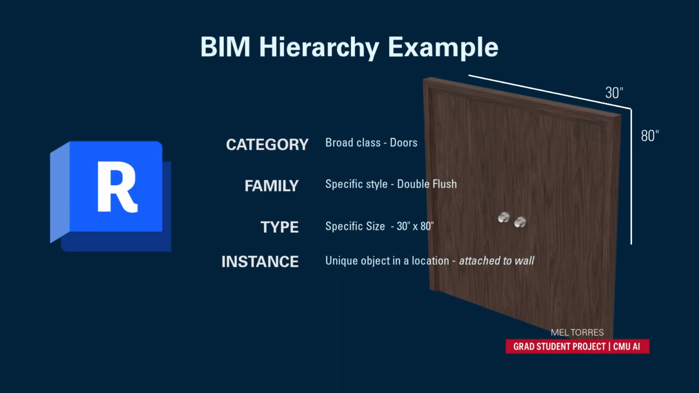So, if you've ever used software like Revit, you'll recognize this structure. It's what makes the model so powerful. So for our door example, you'd start with the broad category, which is doors. Then you drill down to a specific family, maybe single flush doors. From there, you can define a type, like one that's 30 inches by 80 inches. And finally, you get to the instance, the one specific door that leads to the master bedroom.